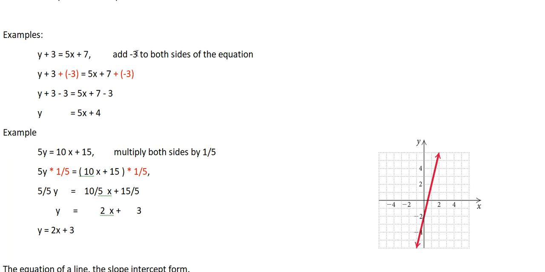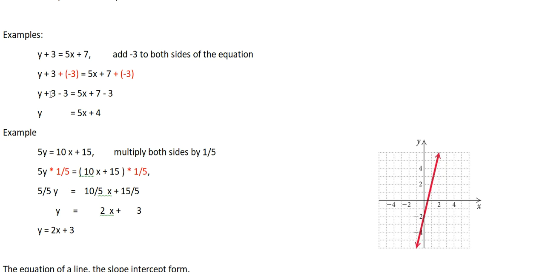So an example of the addition principle. I can take an equation here, y plus 3 equals 5x plus 7. And I can add minus 3 to both sides of the equation. It's pretty soon obvious why I would add minus 3 to both sides. But y plus 3, which is part of our original expression, and then plus a minus 3 equals 5x plus 7. And then again, we're going to add minus 3 to both sides. Whatever we do to one side, we have to do to the other.